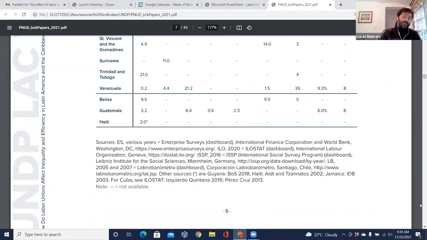And finally, and of course, this categorization is very subjective. You can change it a bit more or less. But then there is a number of countries. I put Belize, Guatemala, and Haiti. But basically, there are some countries in the region where you might say labor unions are almost non-existent. They basically have no power. So I don't know if that helps, Veronica.